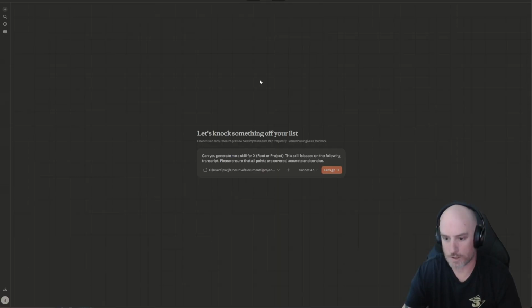What I tend to do is divide these into per-project skills, but there is a use case for global skills. In Claude Cowork, or you can do this in Claude Code as well, I'll give it a very general prompt: can you generate me a skill for X, where X is the name of the thing you want it to do? Then you would talk about where it's going to be located. You might say it's a root-based skill or a project-based skill. And then you would put: this skill is based on the following transcript. Please ensure that all points are covered, accurate, and concise.